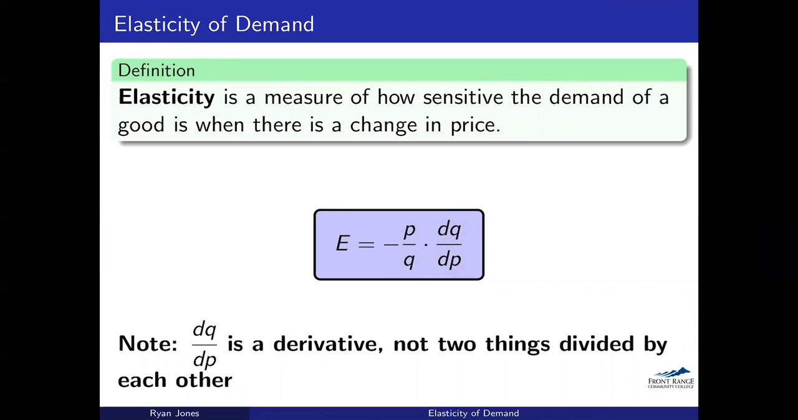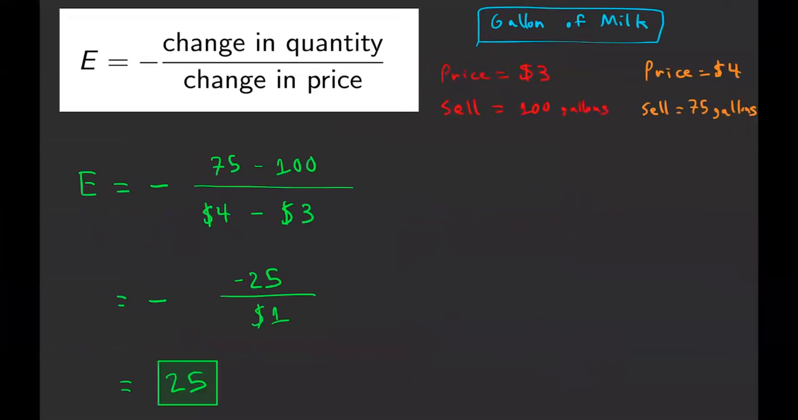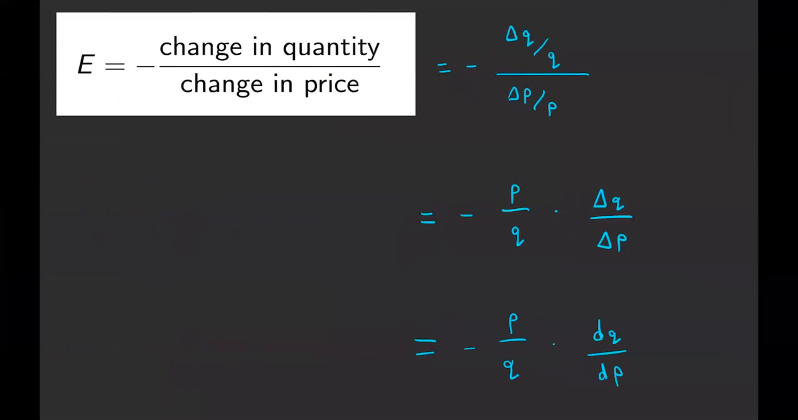So let's go ahead and talk a little bit about actually what values we might get for elasticity and what they mean. We did an example before where we got an elasticity of 25. We saw that here, and we didn't really talk much about what that means. Let's go ahead and do that now.